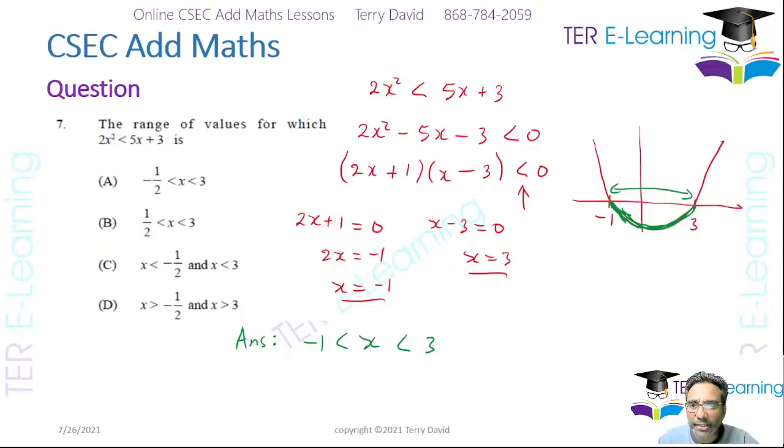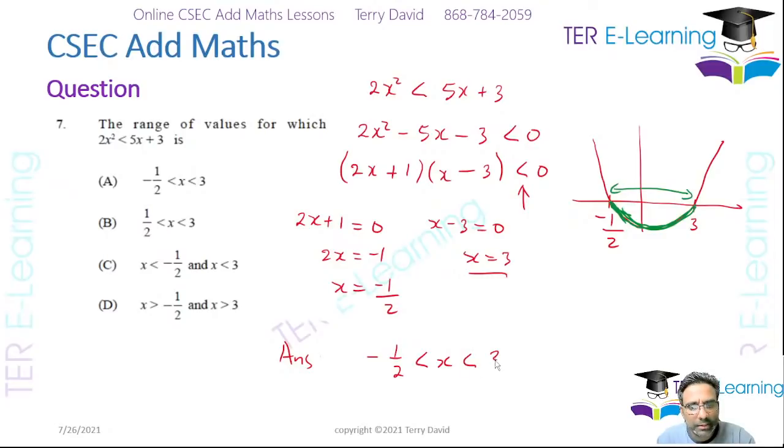Now, hold on, I just realized I made a little mistake here. Hold up. This is minus a half. So therefore this here is minus a half. My bad. Let's just fix this one time. So my answer should be minus a half, x, 3. Minus a half, x, 3. So therefore for question 7, the answer should be E, right?